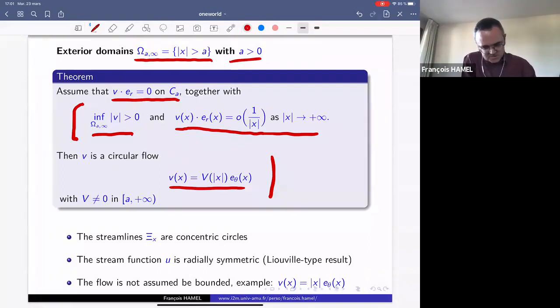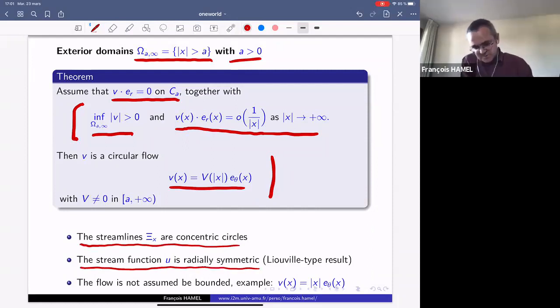So this means that the streamlines are all concentric cycles. And this means also that the stream function u, which can still be defined, is radially symmetric. So it's a Liouville type result for the stream function.